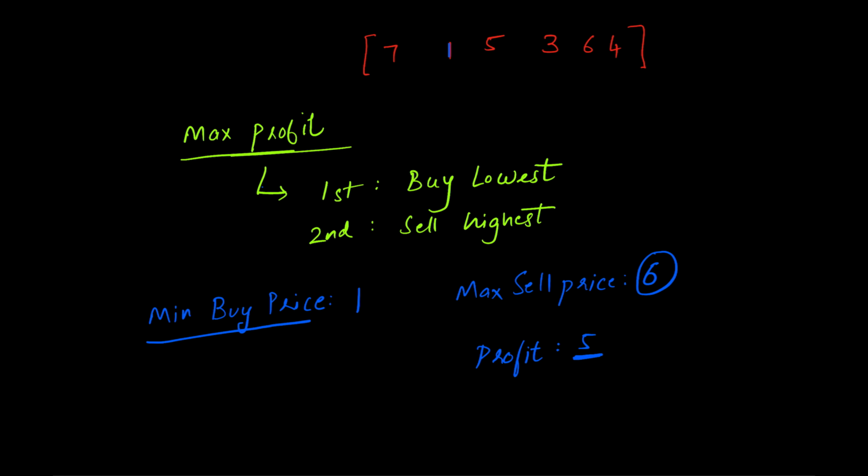If we let the iteration continue in this example, we'll be buying the stock on day 2 for price 1, and then at day 5, when the price is 6, we'll be able to make the maximum profit. Let's run a couple of simulations on this example to get a better idea.